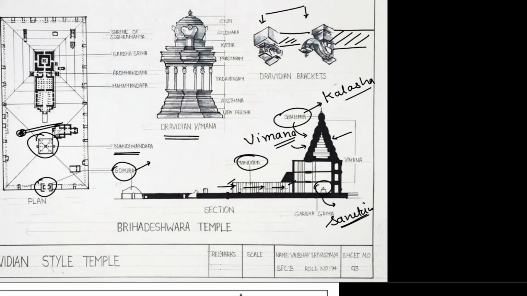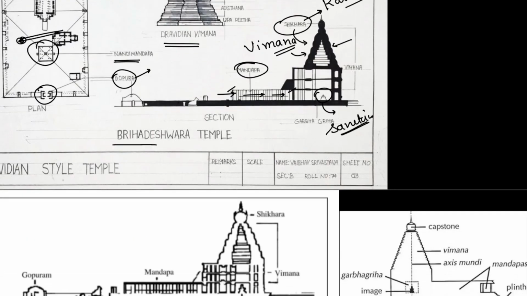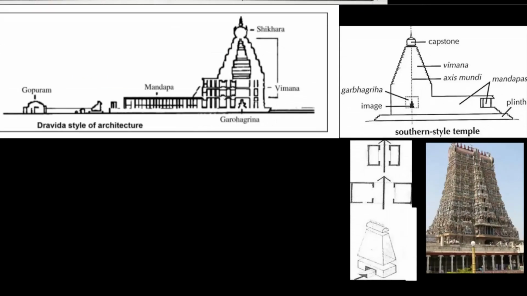Alright, the Dravidian Vimana consists of multiple different parts, such as Stupa, Griva, Prastara, and different parts further. Alright, this is a depiction of the Brihadeshwara temple. This is a very famous temple. Alright, what we see here again is a depiction of the Dravidian style, and it's the same thing that we have already studied: a gopuram, a mandap, a garbhagriha, and a very elaborated vimana, and on the top a shikhara. The same thing we see in this diagram: the capstone or the kalash, the vimana, the axis, the mandapa, and the plinth. Alright, this is a depiction.